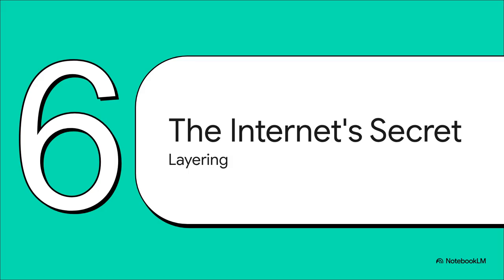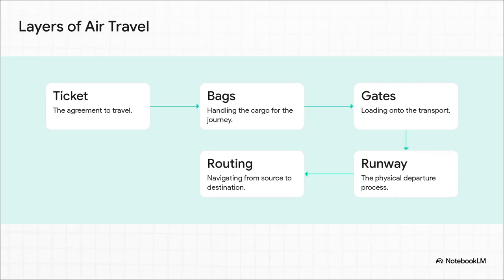The answer is what I like to call the internet's secret sauce: layering. Probably the best way to understand layering is to think about air travel. A whole trip is a super complex process, right? But we break it down into manageable layers. You've got a ticketing layer, a baggage layer, a boarding layer, a routing layer with air traffic control, and so on.